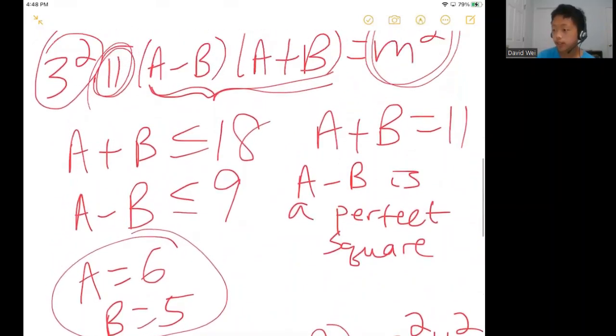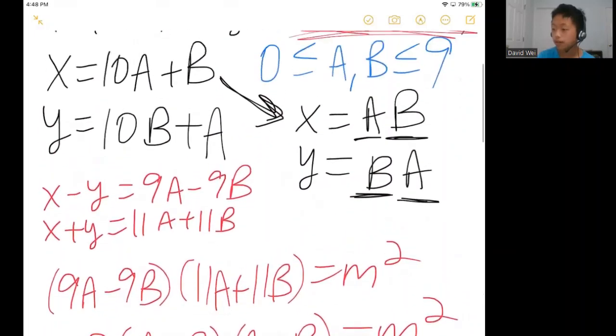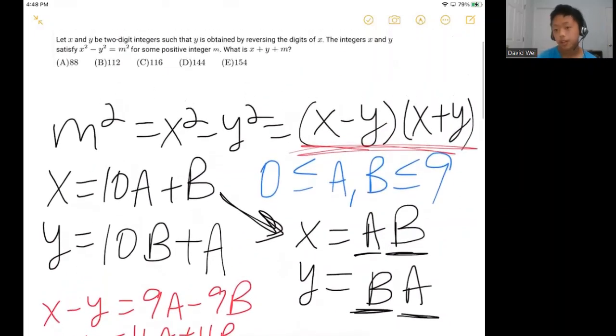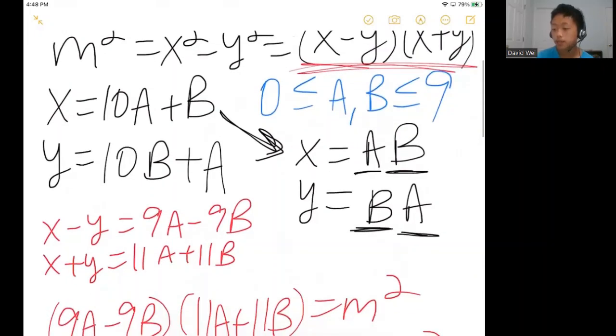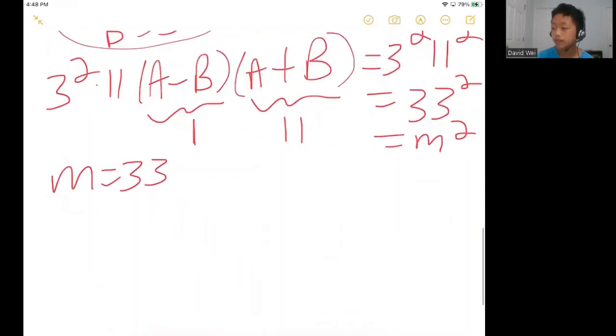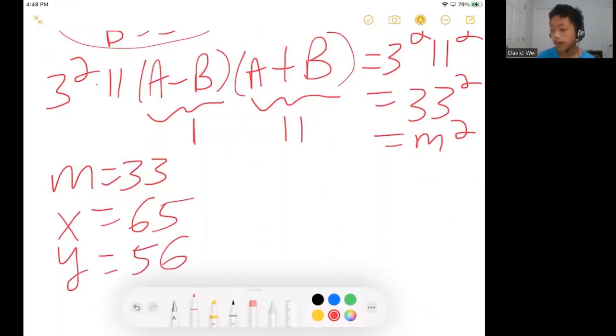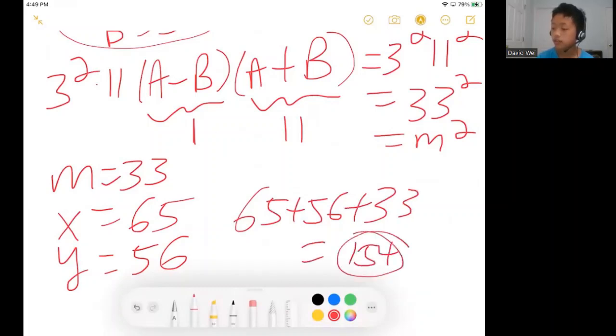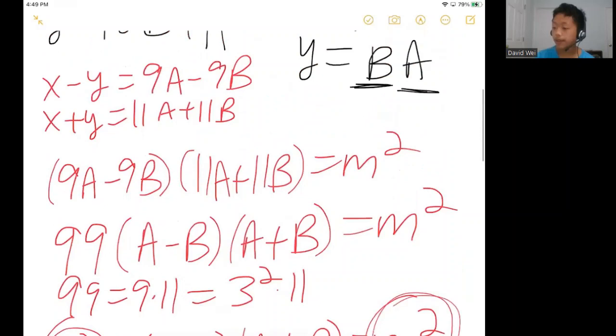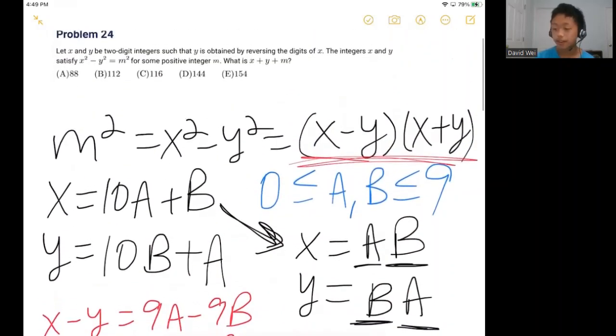So the original question wanted us to find the value of x plus y plus m. x, remember, we said was 10a plus b, and we know that a is 6, b is 5. So 10 times 6 plus 5, we get 65 for x. And y is the reverse digits of x, so y is 56. To find x plus y plus m, you do 65 plus 56 plus 33, and you get 154 as the answer. That would be choice E, which is the correct answer.